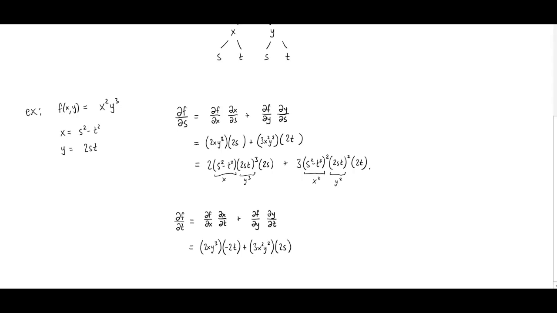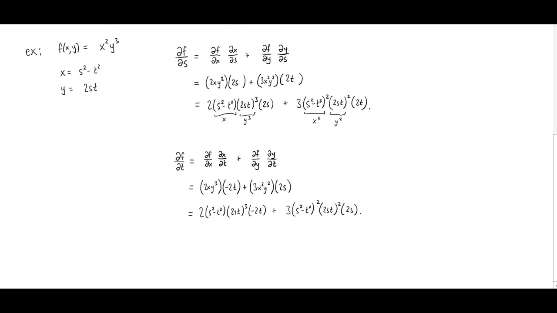And then again, if you need to write it all out in terms of s and t, then again, just replace x with s squared minus t squared, and replace y with 2st. Okay? And for my purposes, I'm just going to leave my answer like that. Okay, any questions? Okay, all right.